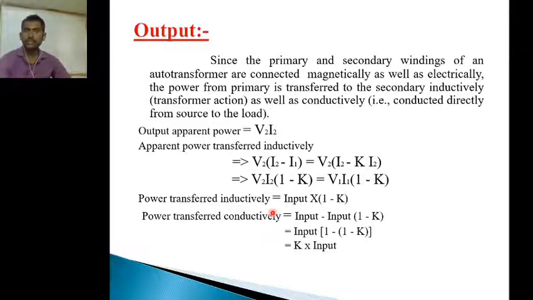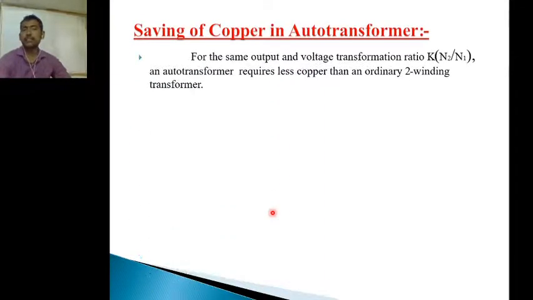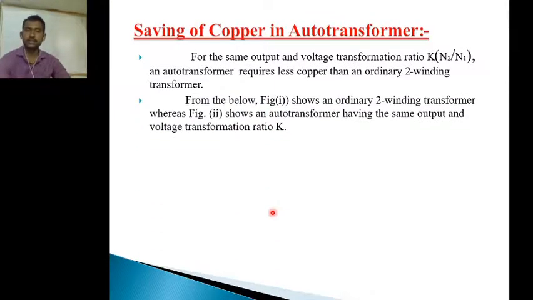So next one is saving of the copper in the auto transformer. That means the copper used in the auto transformer is less when compared with the two winding transformer. In order to save, we go for the auto transformer, and how we can save, let us see in our future slide. So for the saving of copper in the auto transformer, what is the theory? For the same output and voltage transformation ratio, that is N2 by N1, the auto transformer requires less copper than the ordinary two winding transformer.